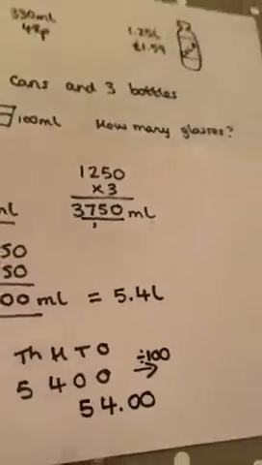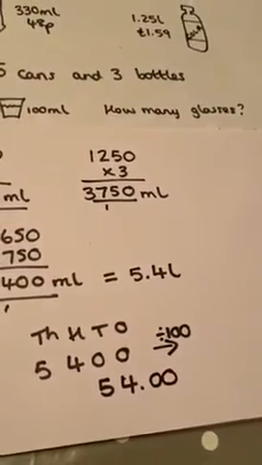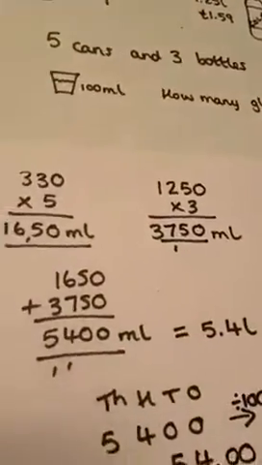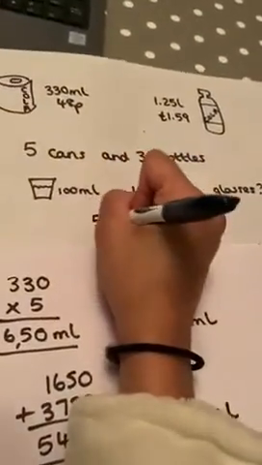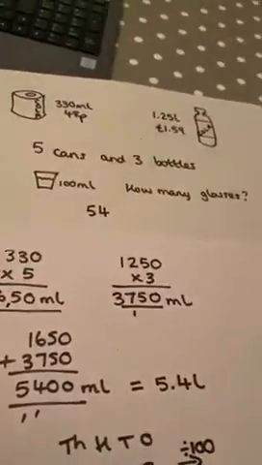So the answer to my first part of the question is 54. I can make 54 glasses out of 5 cans and 3 bottles.